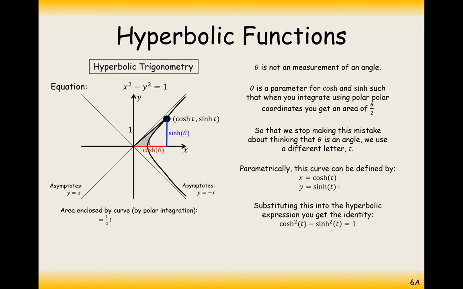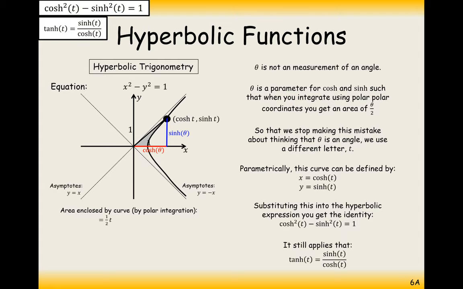Now, if you take these two parametric equations and substitute them into the original equation that made this curve, you'll get the identity cosh squared t, which is x squared, minus sinh squared t, which is y squared, equals 1. So actually this is the key identity for hyperbolic trigonometry. It's not sine squared plus cos squared equals 1, it's cosh squared t minus sinh squared t equals 1. So there's a slight difference between hyperbolic trigonometry and normal trigonometry. But it also still applies that tanh t is equal to sinh over cosh. That formula still applies, but this one here is the new one. Sinh squared plus cosh squared is not equal to 1.